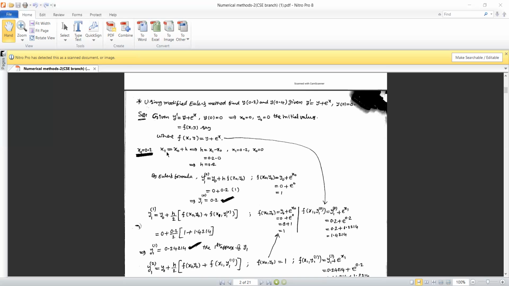Now from here, x1 equals x naught plus h, we substitute the h value and x naught value, and we get x1 equals 0.2. So the y which we will calculate for this x1 will become the value of y at 0.2. We are denoting it by y1. Now using the first formula, Euler's formula, substituting all the values, we calculate and get 0.2.